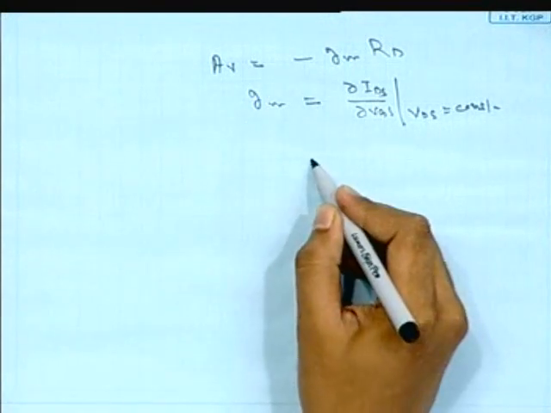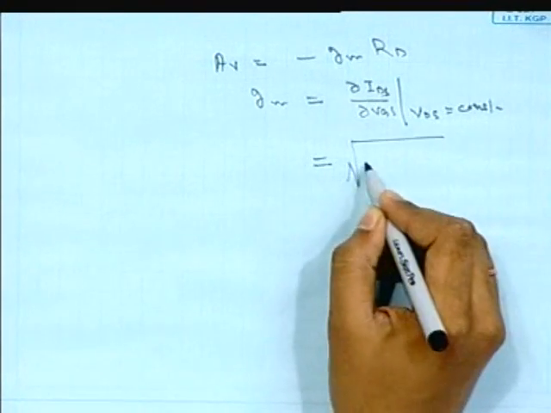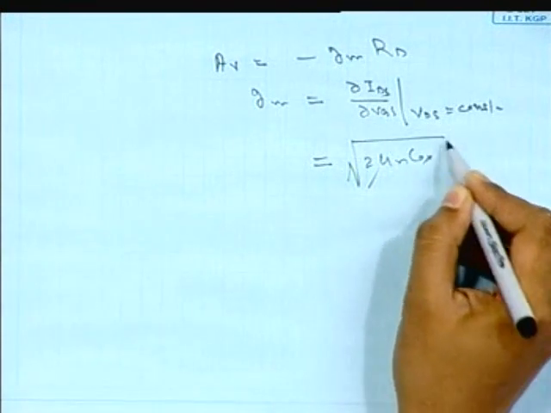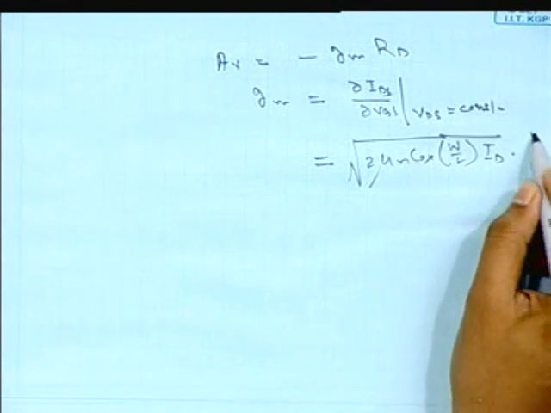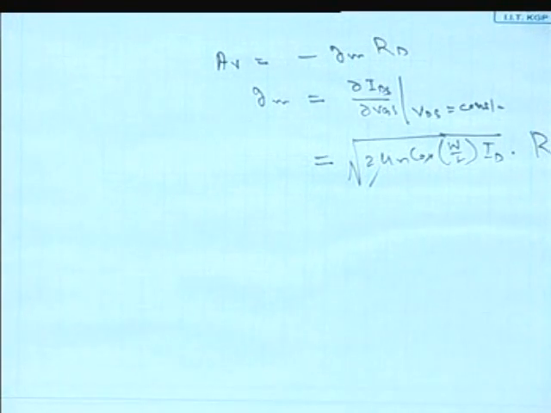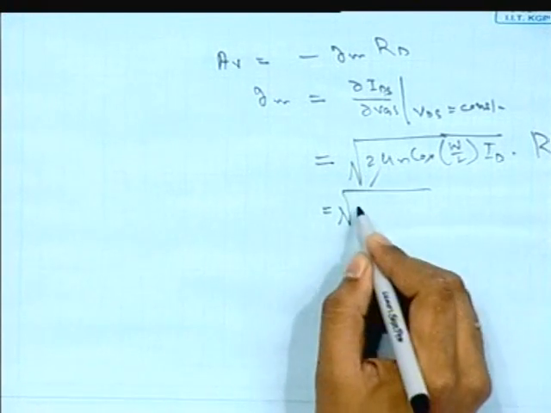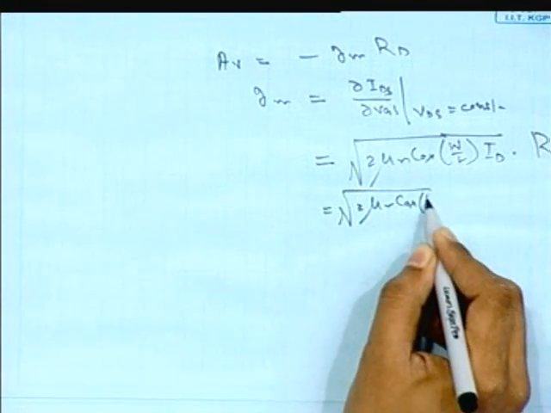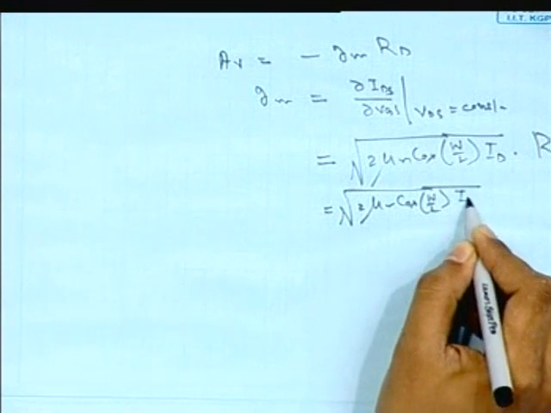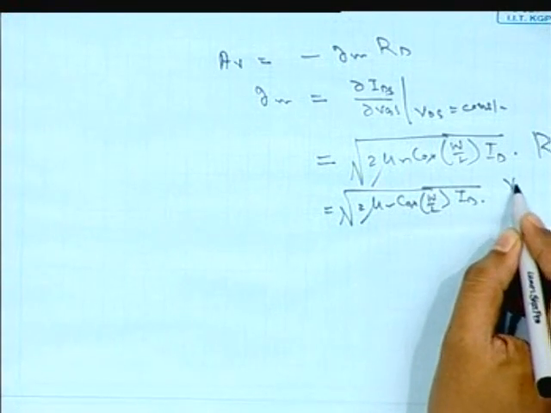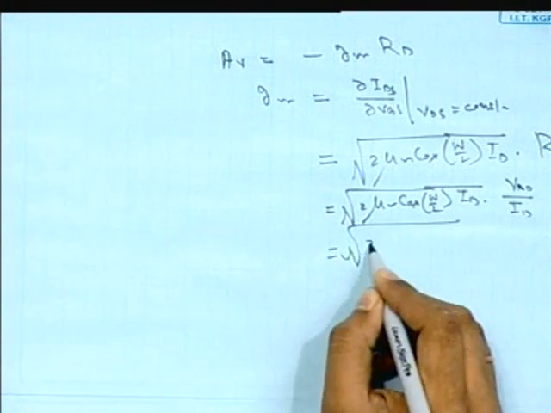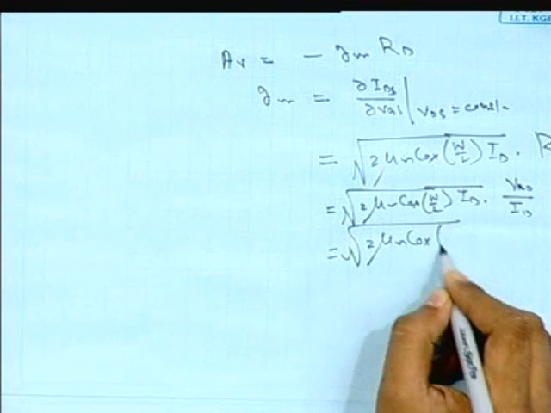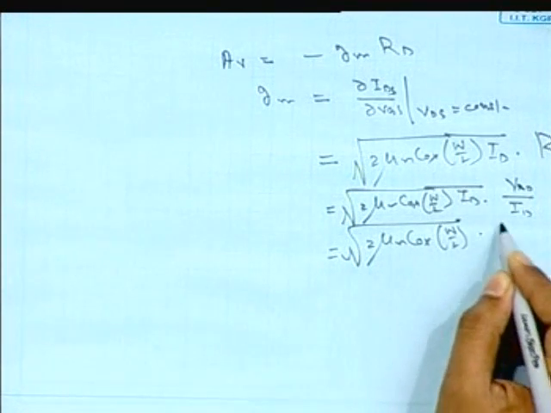Now what will that be? It is nothing but the square root of 2 mu n Cox into W by L into ID, into RD. And what is the ID? It is nothing but the voltage across that particular RD, that is VRD by ID, and ultimately the gain equation is converted to this.